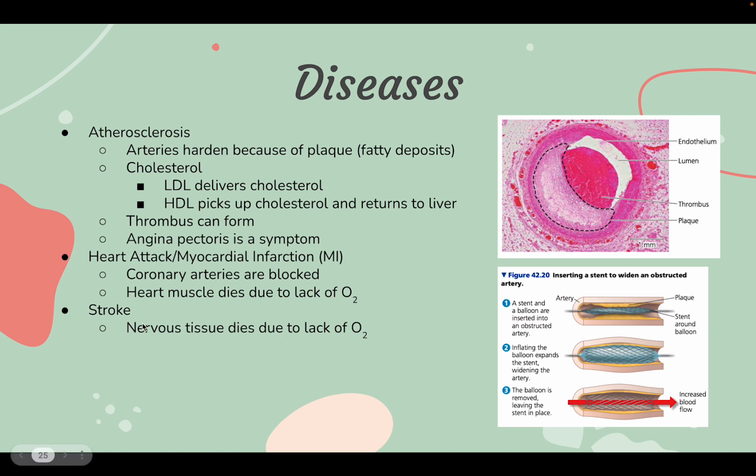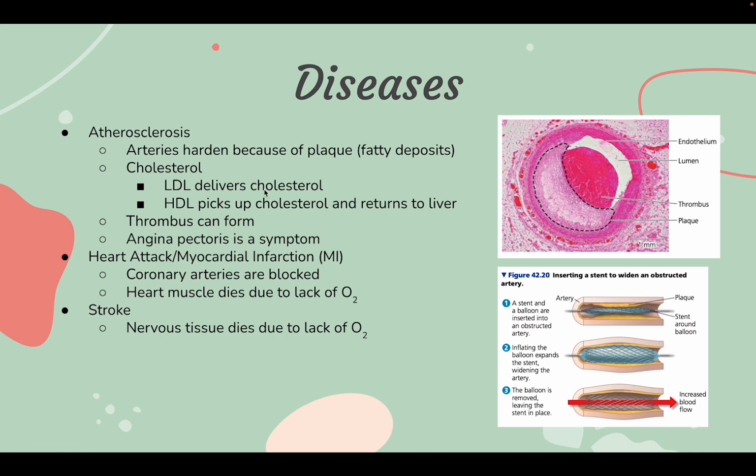And then, a stroke is when nervous tissue dies due to a lack of oxygen because of a clot, which would be an ischemic stroke, or because there's a bleed in the brain, and that would be a hemorrhagic stroke. So either way, lack of oxygen.